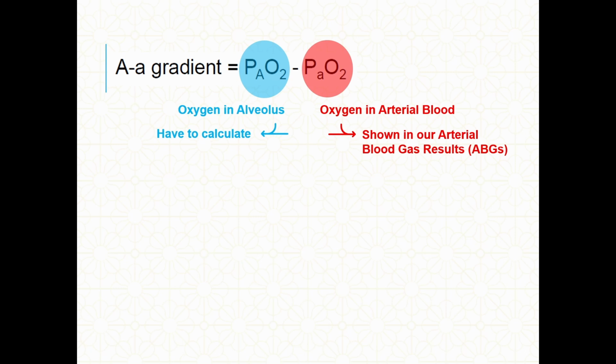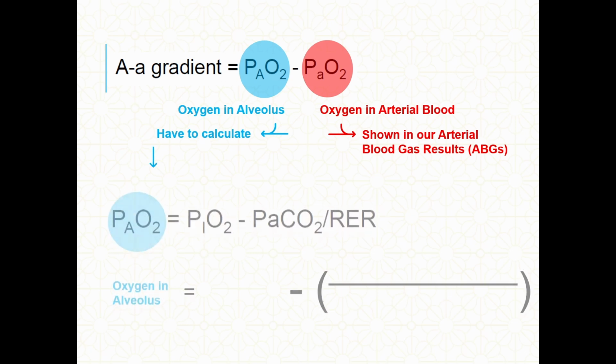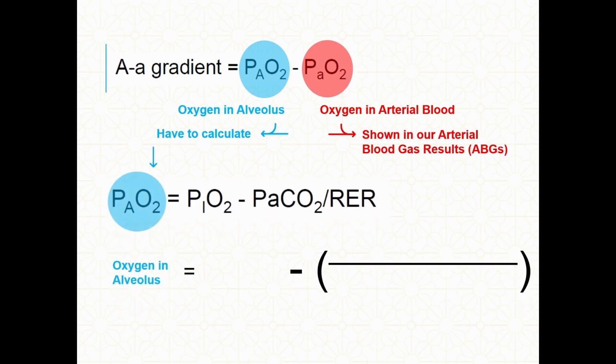So for the amount of oxygen in our arterial blood, we can find that in our arterial blood gas results, our ABGs. And for the oxygen available in the alveolus, we will actually have to calculate this, and so we have this formula. So in order to find the amount of oxygen that would have been available to us in our alveoli, we first need to find the amount of oxygen that was available in the inspired air. Now, this will usually be given to you in the question.